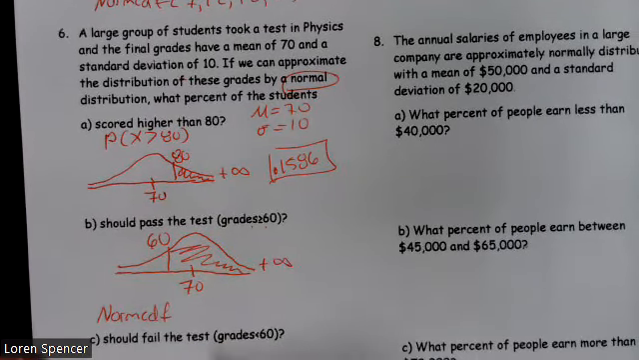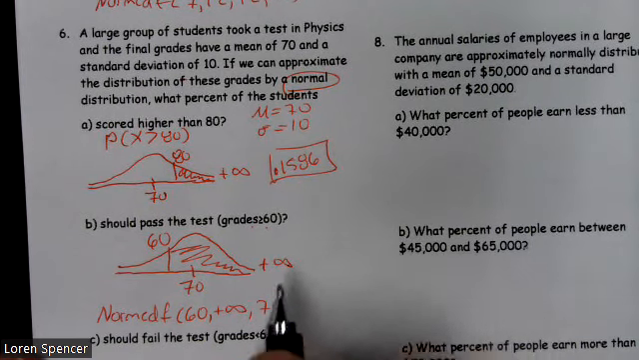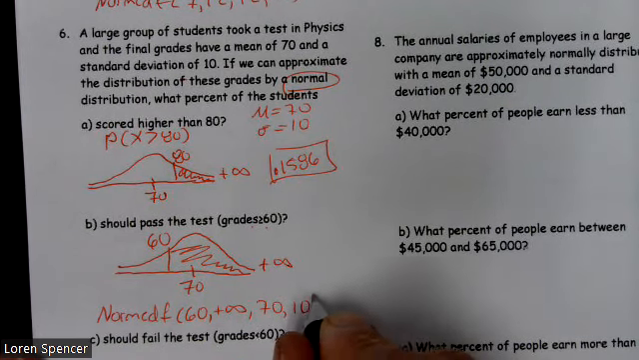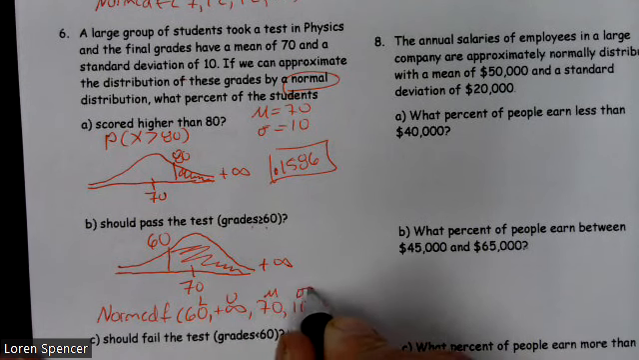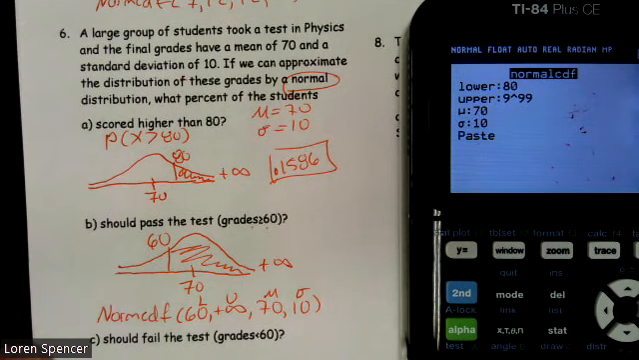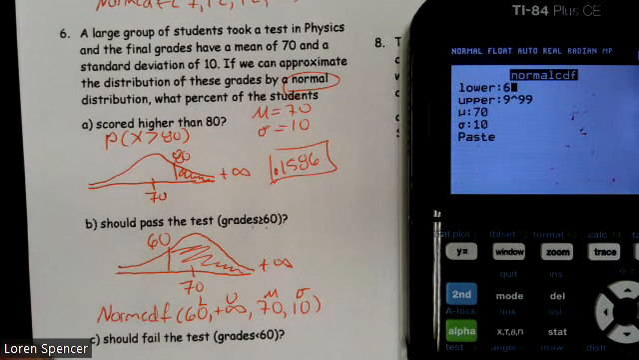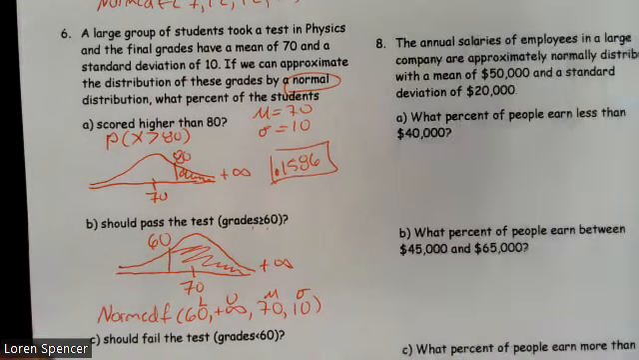CDF. 60 is the low, positive infinity is the high, 70 is the mean, 10 is my standard deviation. Lower, upper, mean, standard deviation. Second vars, normal, CDF. I just need to change my lower bound to 60. This was infinity. There's my mean. There's my standard deviation. And I end up getting 84% or 0.8413.